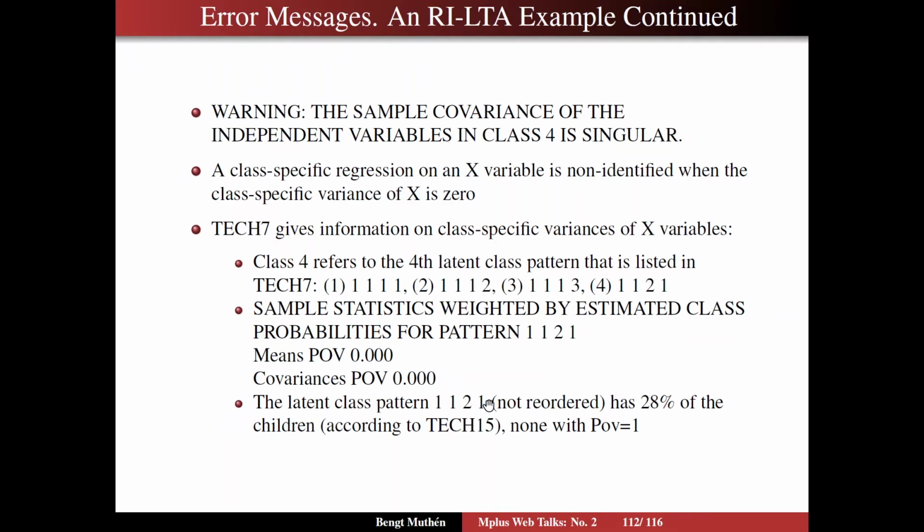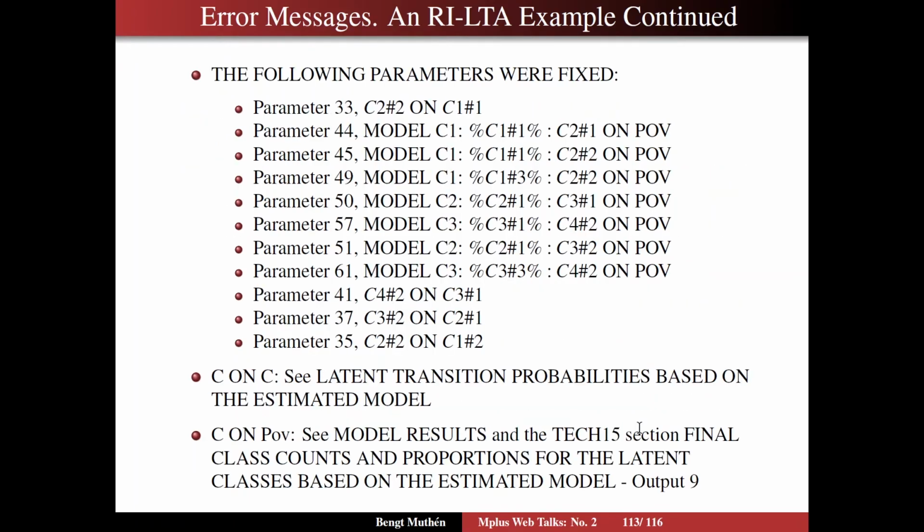And that class pattern is not reordered, so I don't know what the interpretation is, but 28% are in that class, but none with poverty equals 1, apparently. So you have to fix that parameter, and that's again an innocuous fix. It just means that we can't estimate that parameter. So that's what we're referring to here.